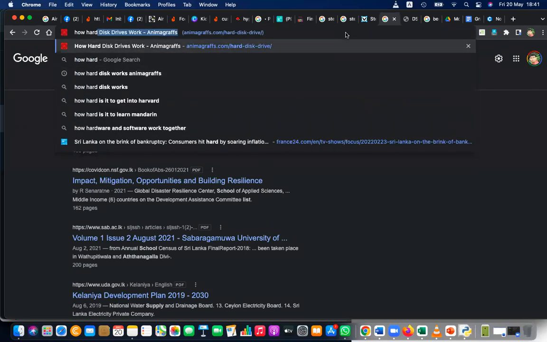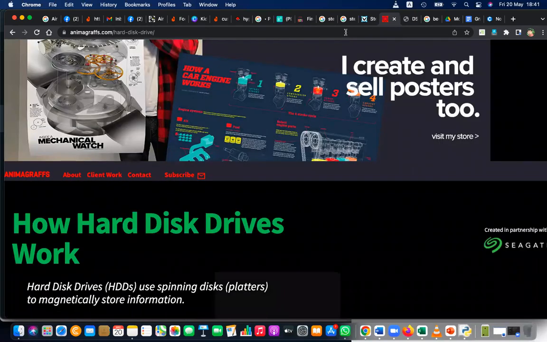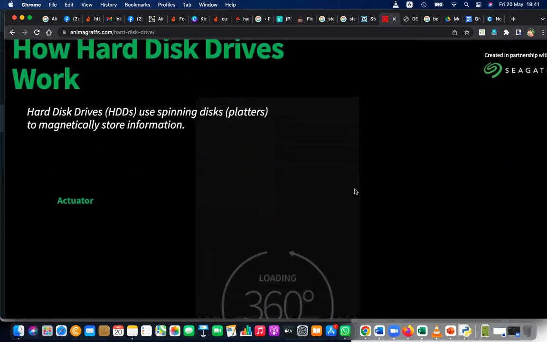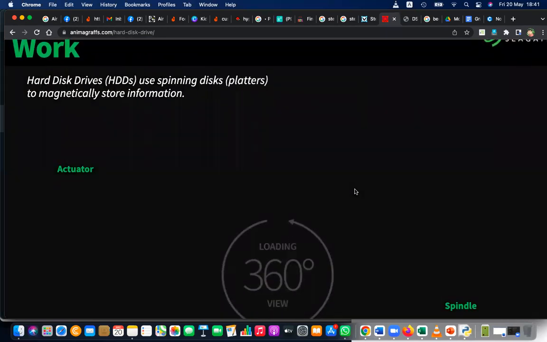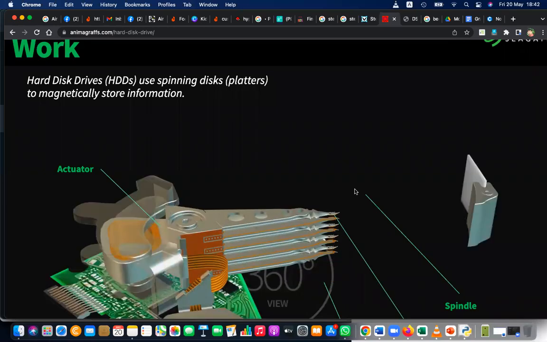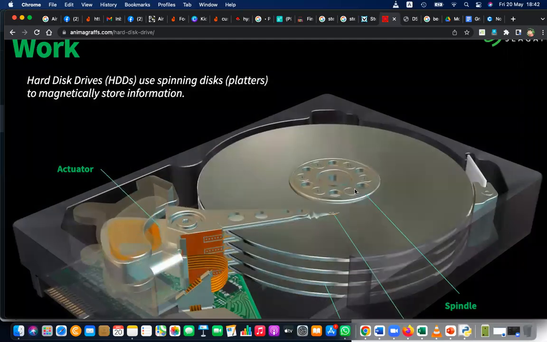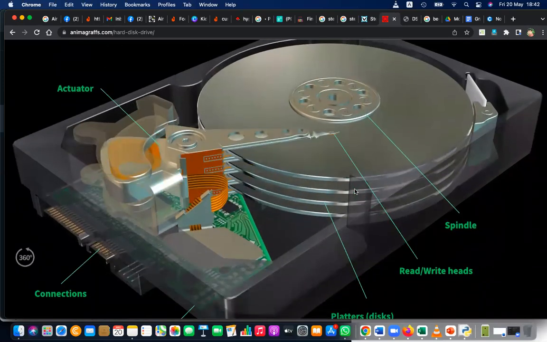First of all, I would like to start with a small animation. This is from Animadra, which shows how a hard disk works. Okay, so this is inside your hard disk. It has an actuator. The actuator is like an arm, and it has head drives at all the tips.